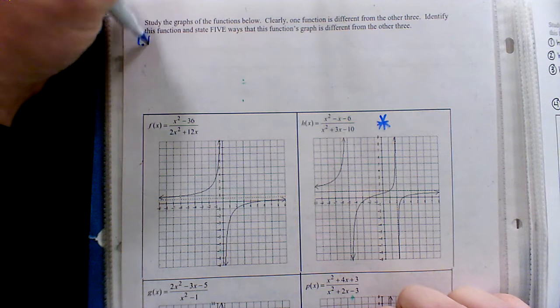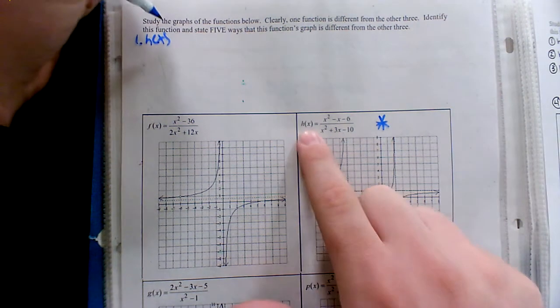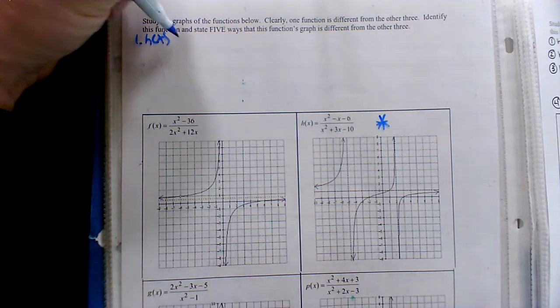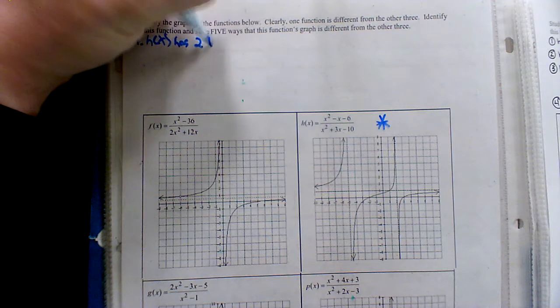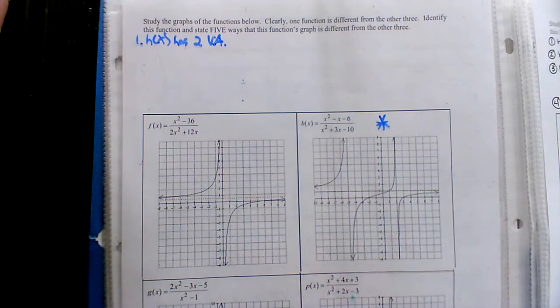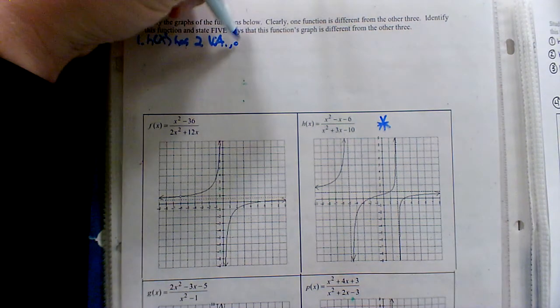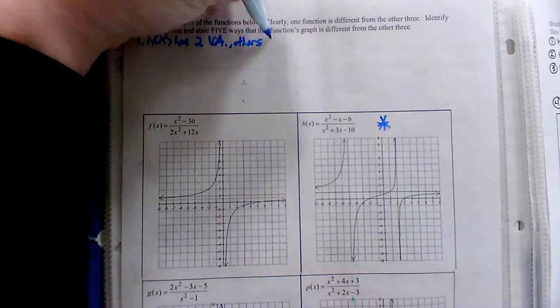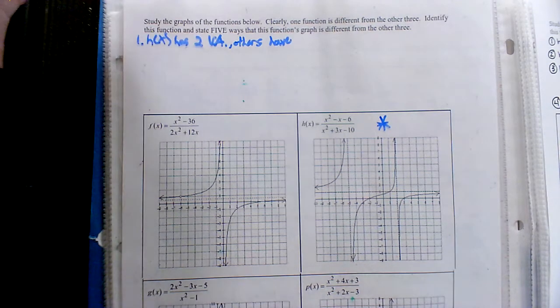Yeah, very good. H of x, which is this function here, they each have a different name. H of x has 2 vertical asymptotes. Again, I abbreviated that. Others have how many? The others have how many?